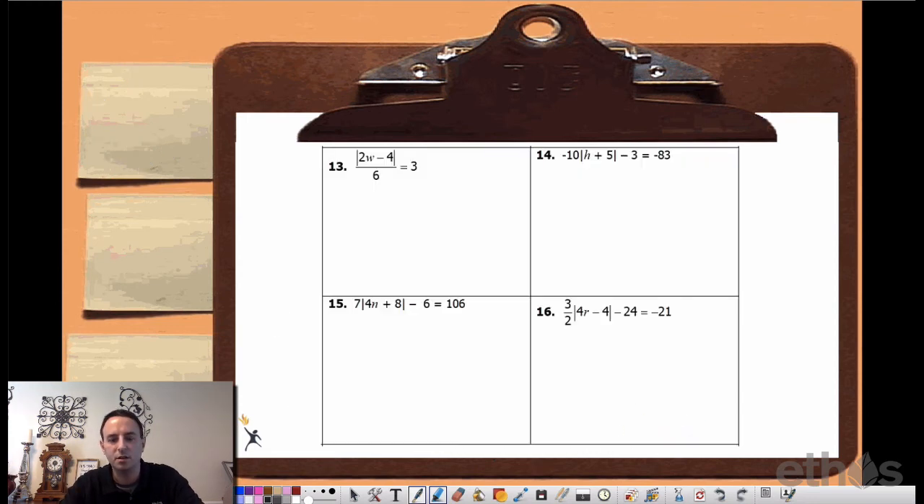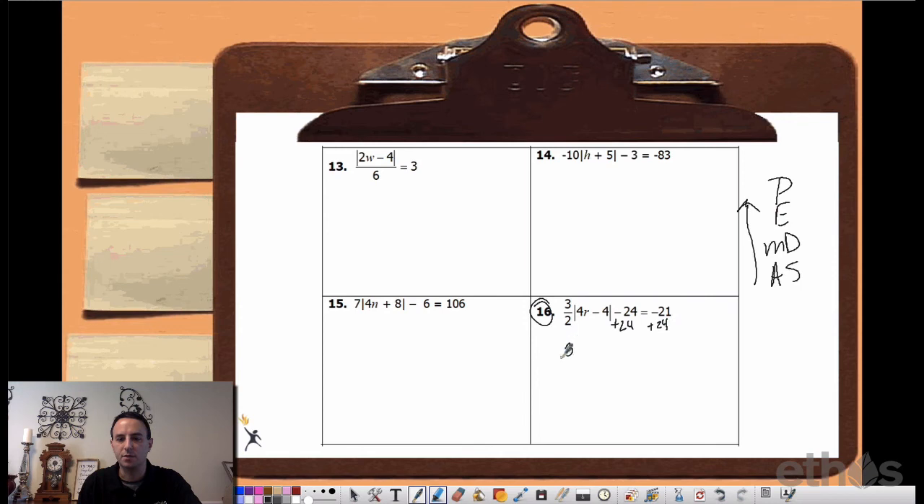So what I'm going to take a look at is we've already looked at 13 and 15. So I'm going to solve number 16 to completion, then I'm going to ask you to try number 14. So let's work our way through this. Remember, the key to everything is this order. So I'm working my way back up. So add 24.